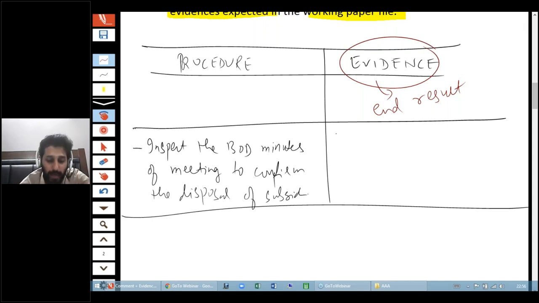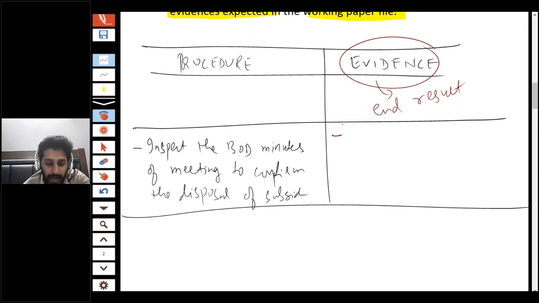And what evidence will you expect from me? You will expect that Mr. Haris Sanif will be bringing the copy of the BOD meeting minutes, because this is the original copy which I have inspected already, and you are expecting that copy. You are expecting the evidence, that is the copy of the minutes of BOD meetings.